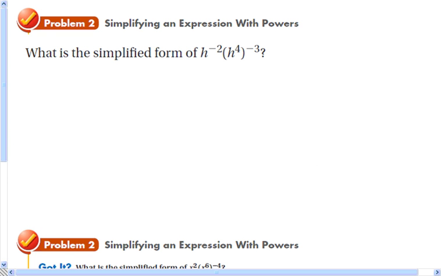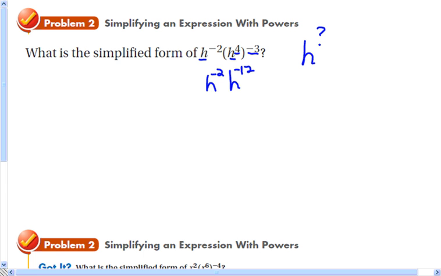All right, what is the simplified form of h to the negative 2nd times h to the 4th to the negative 3rd? First, since we have the same base here, let's write this whole thing using a single base of h. So we want h to some power. And if we have a negative exponent, then we'll deal with that. When we're simplified, we need to have just positive exponents. So we'll see what we have there. But notice we're taking a power to a power. So we have h to the fourth to the negative third power right there. We can multiply, and that gives us h to the negative 12th.